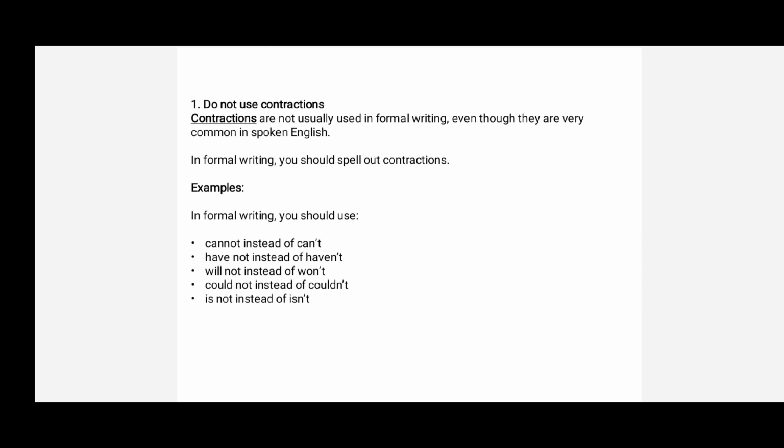First rule is do not use contractions. Contractions are not usually used in formal writing even though they are very common in spoken English. In formal writing, you should spell out contractions. Examples: in formal writing, you should use cannot instead of can't, have not instead of haven't, will not instead of won't, could not instead of couldn't, is not instead of isn't.